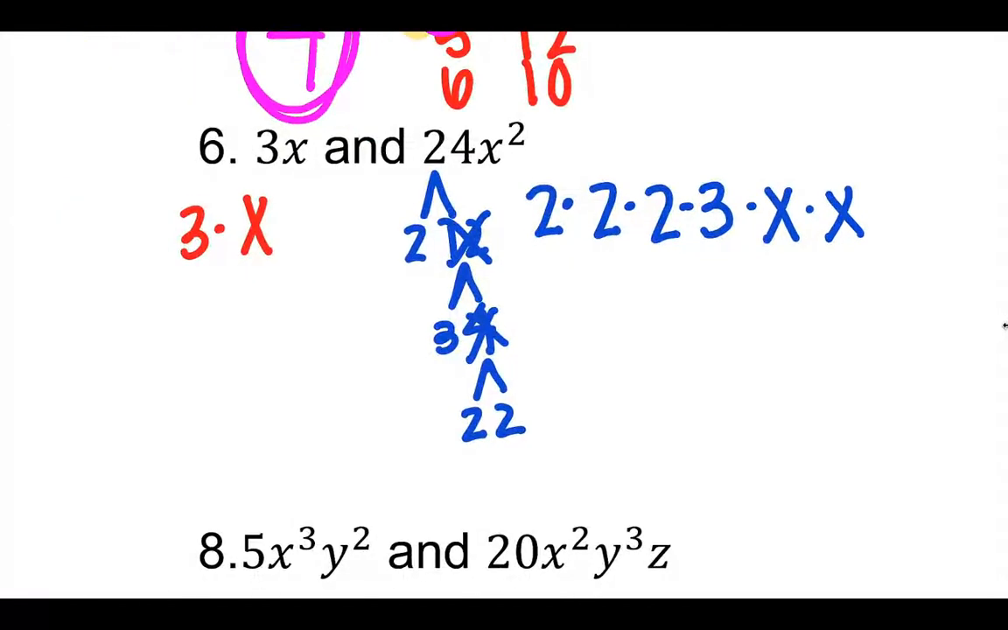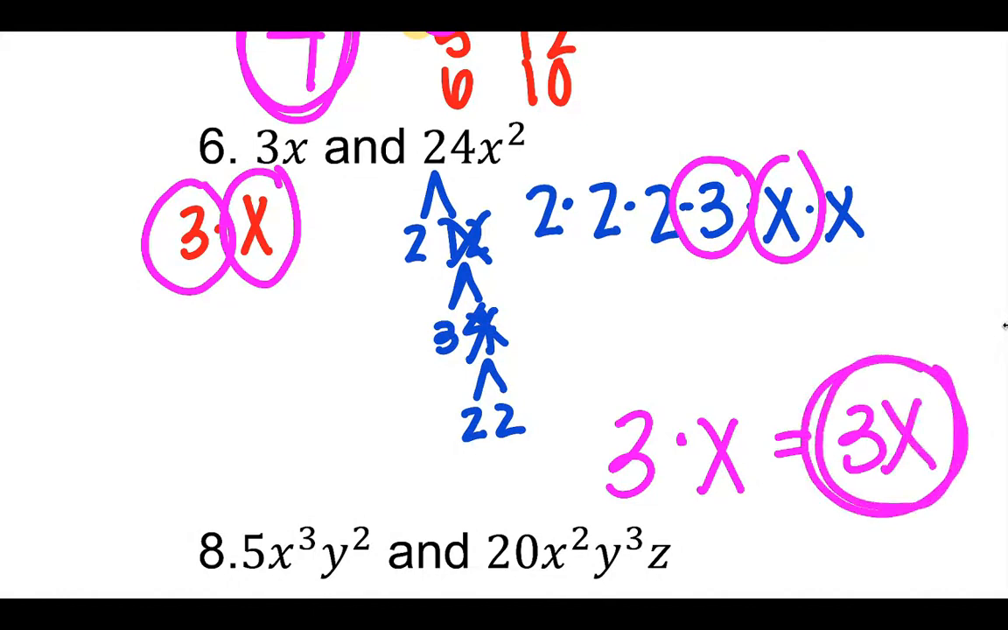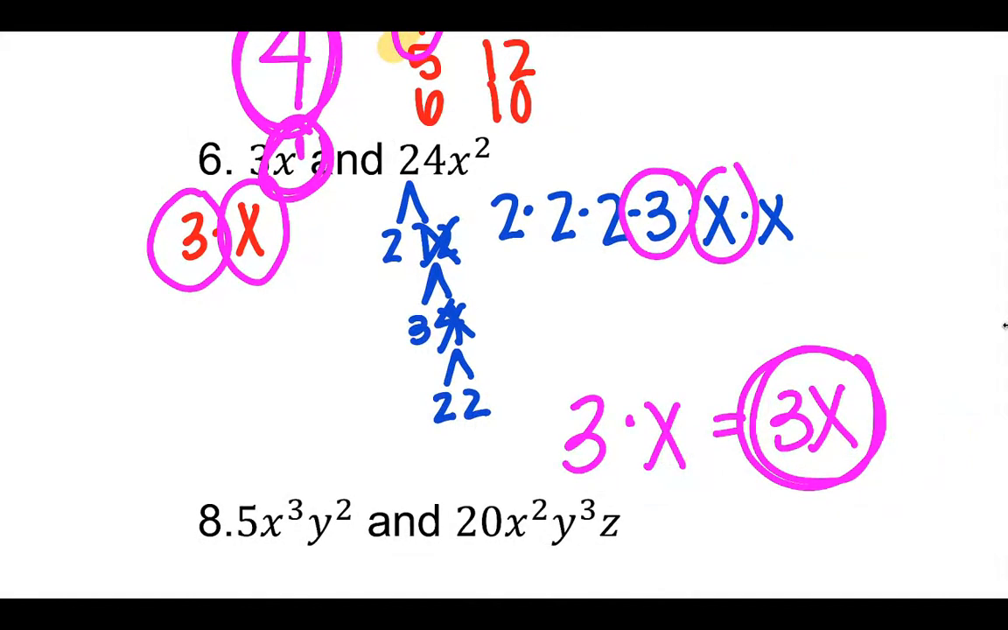So when I go to pull out, I've got 3, 3. So I can take 1 3 out of both of them. X, x. I can take 1 x out of both of them. So 3 times x is just 3x. That would be the greatest common factor. Again, numbers, you know how to do the number part. The x's I'm looking at, I've got an x to the power of 1 and x to the power of 2. So x to the power of 1 would be the biggest thing I could take out. So I already knew what the variable and exponent would be.